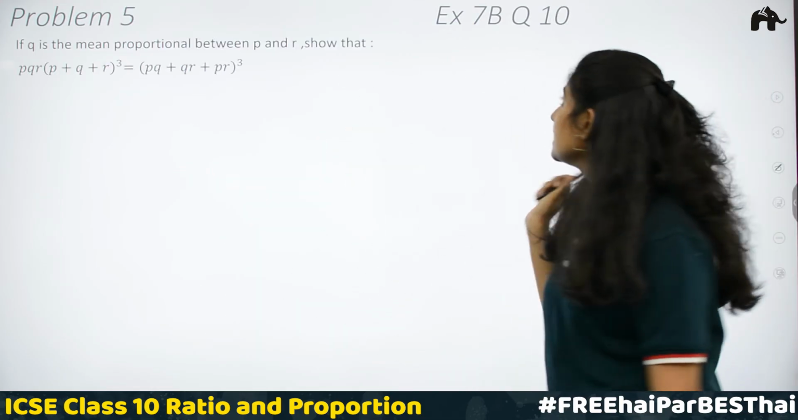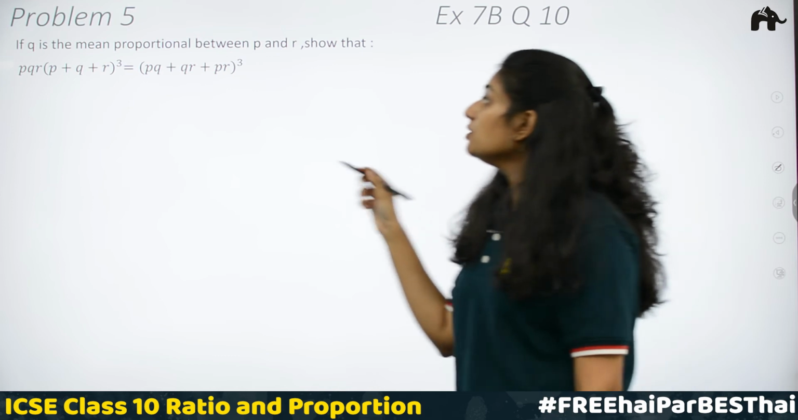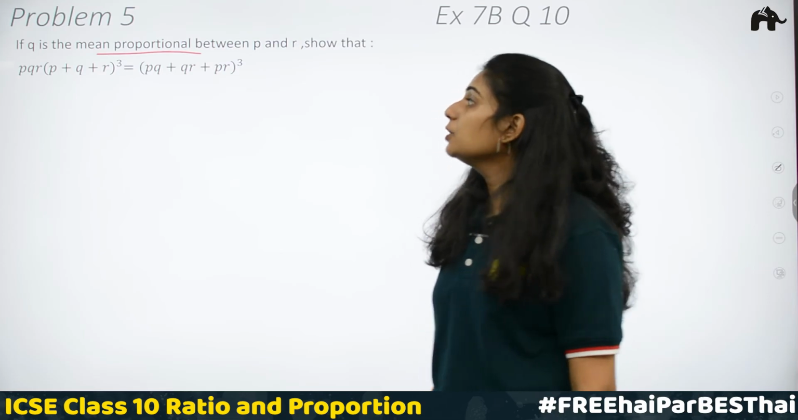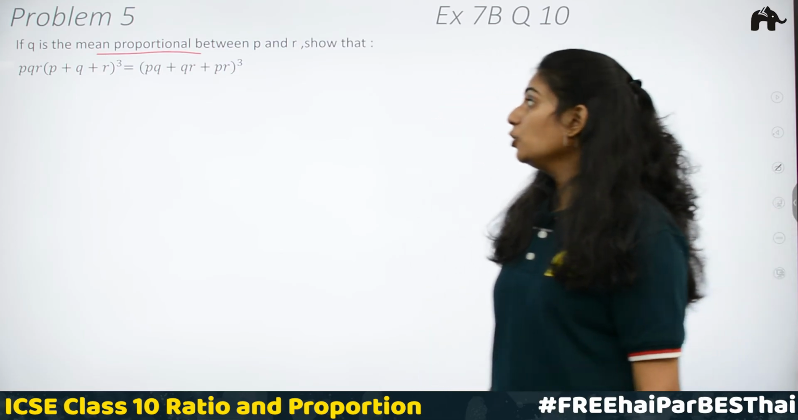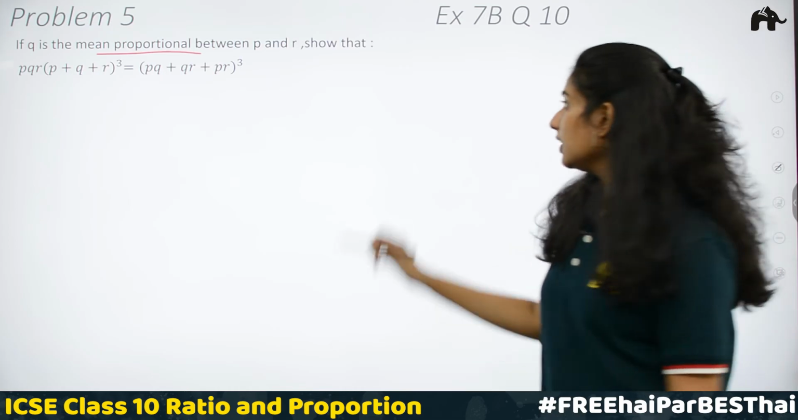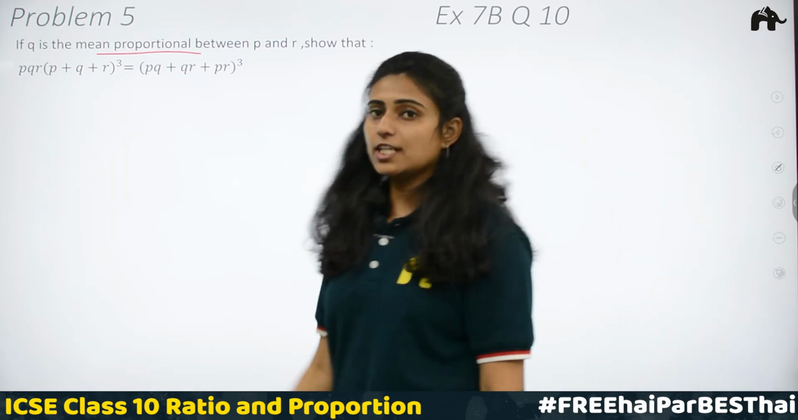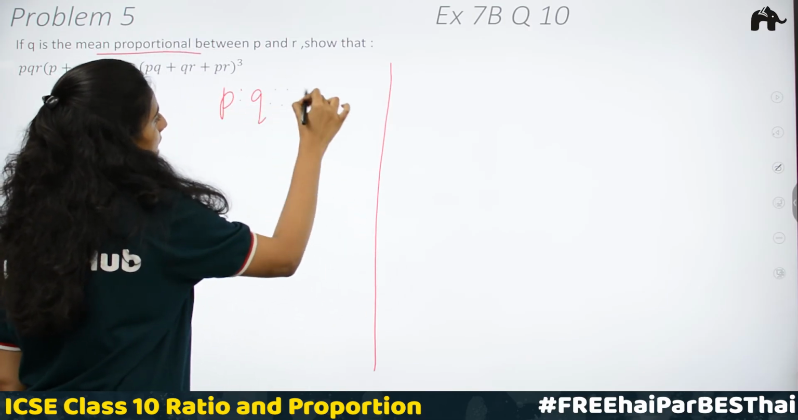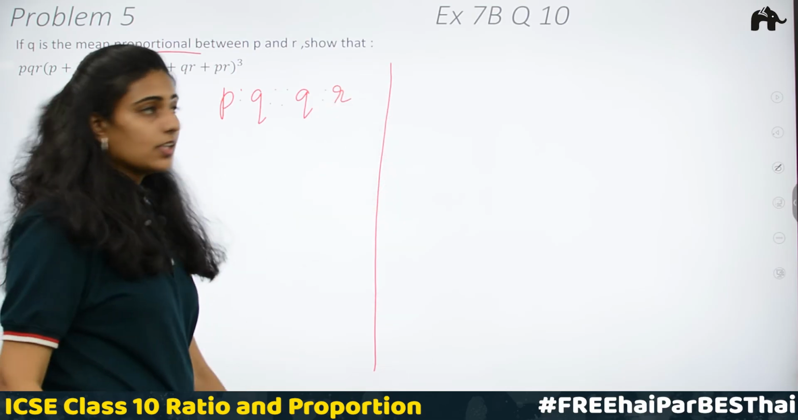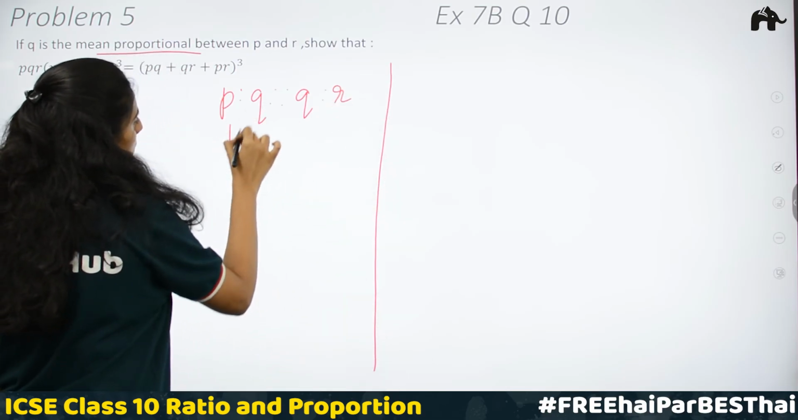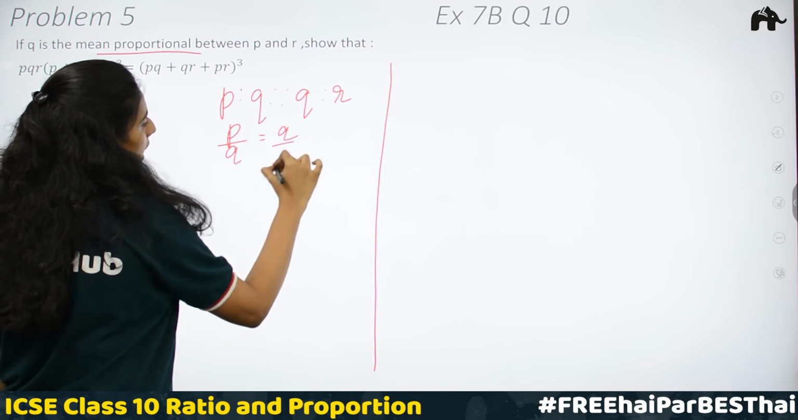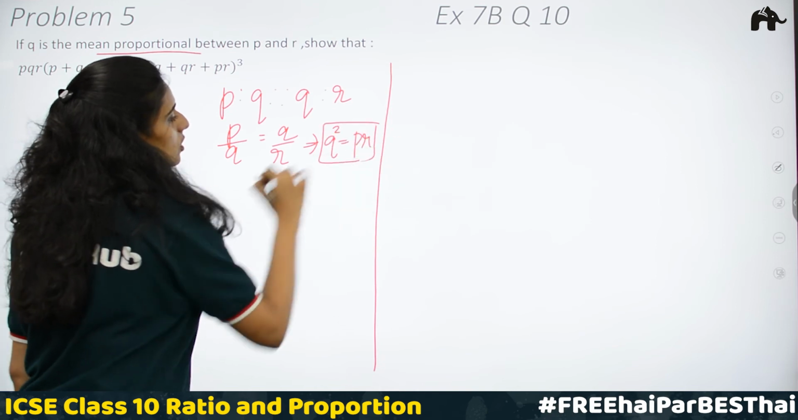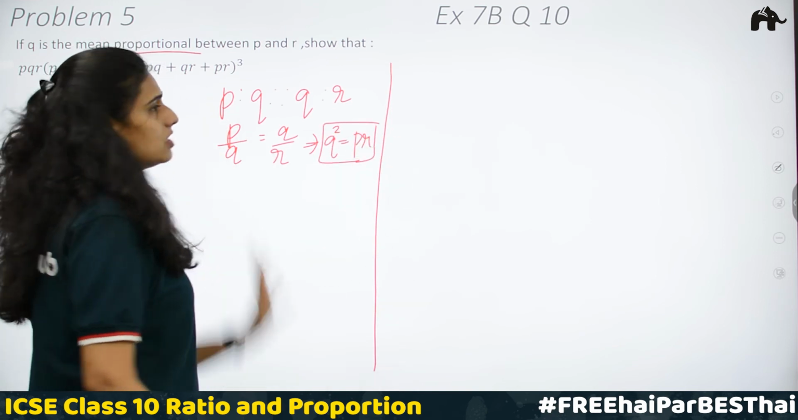Problem 5, question 10 of exercise 7B. If q is the mean proportional between p and r, show that pqr into (p plus q plus r) whole cube is equal to (pq plus qr plus pr) whole cube. Here the mean proportional is q, that is, p is to q as q is to r. Now this can be written as p by q is equal to q by r, which implies q square is equal to pr. Either we can substitute q square is equal to pr and solve this, or use the k method.